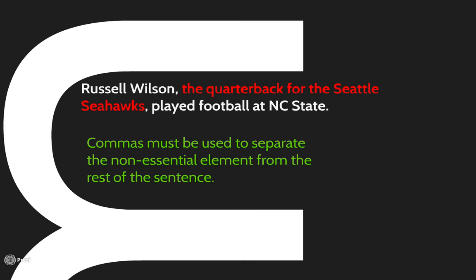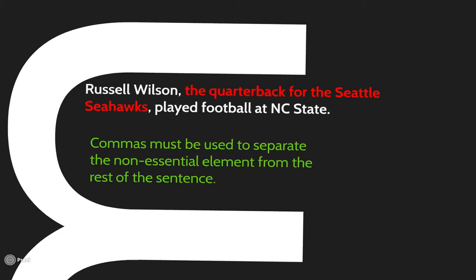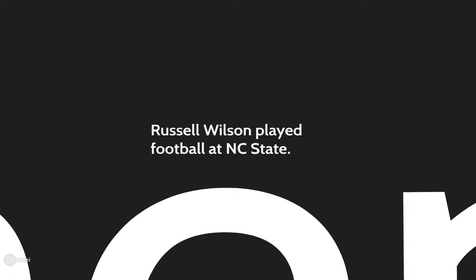Now, the text in red here is a non-essential element, and it must be separated by commas from the rest of the sentence. The distinguishing characteristic of these non-essential clauses is that they can be removed from the sentence, and the sentence still makes sense. Going back to the example, if we remove the text in red from the sentence, we're left with this. Russell Wilson played football at NC State. This sentence is still complete, and it makes sense.